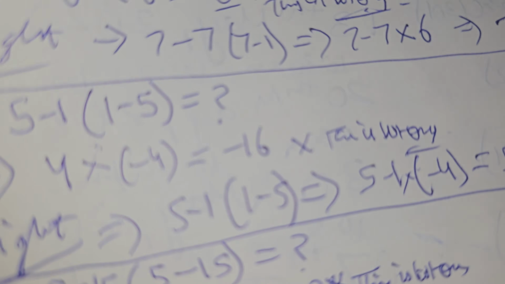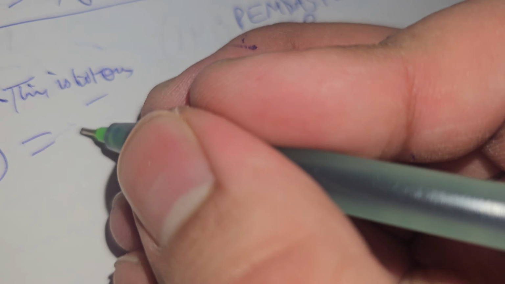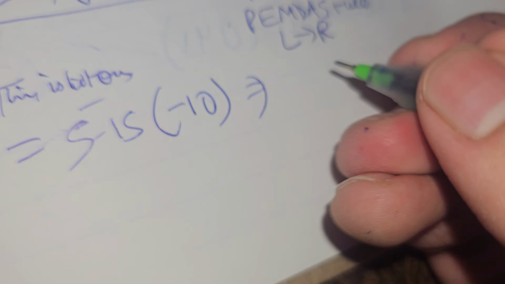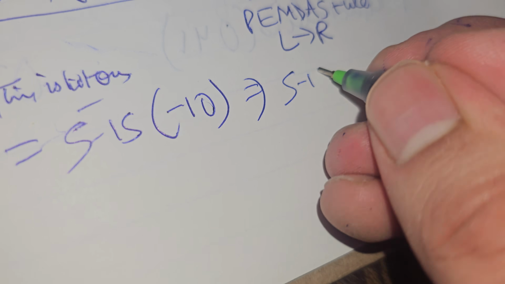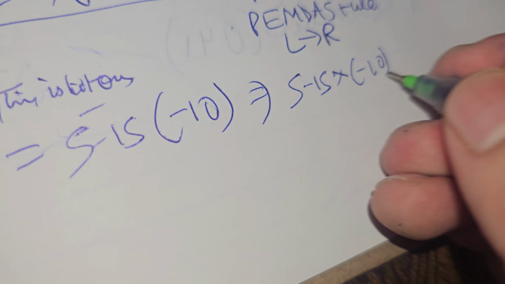Right method. 5 minus 15 bracket 5 minus 15. So this is how you will solve it. First we will solve the brackets, and that comes out to be minus 10. Then we will solve 5 minus 15 multiplied by minus 10.